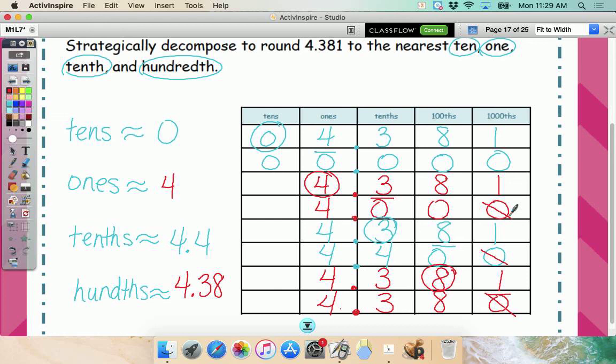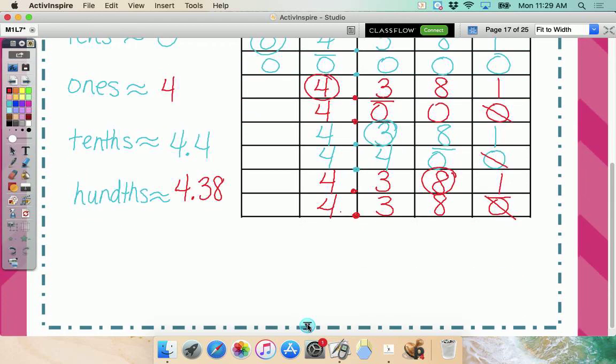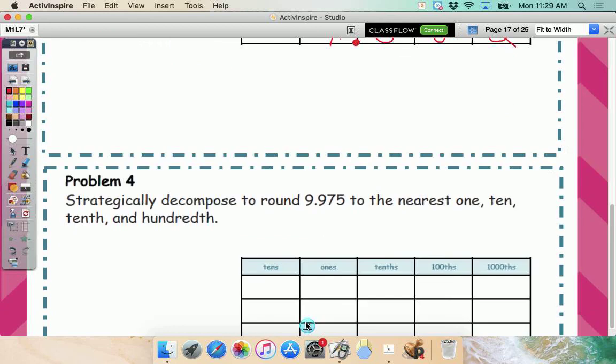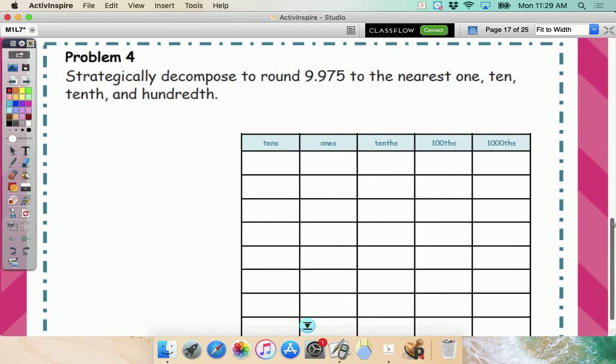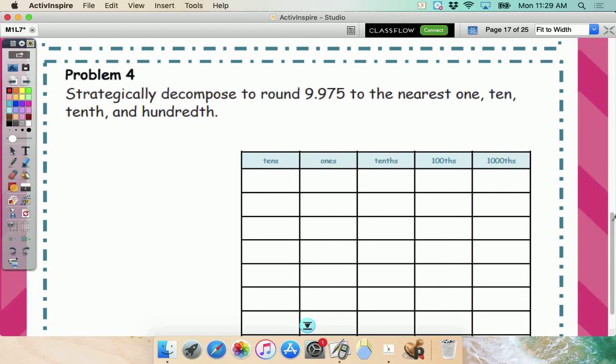So I'm going to go down. This one's a little different, and it's kind of tricky, so I want you to stay with me. Try not to work ahead. Can you do that? Okay, so we're going to round 9.975 to the nearest 1, 10, 10th, and 100th. So same thing, but I want to put the tens place first. Then the ones, I just want to put them in order. There's no rule that says you have to put them in order. So get this all set up.